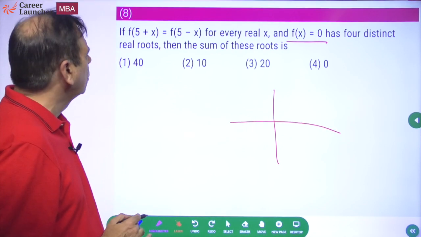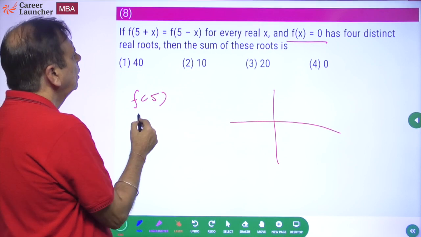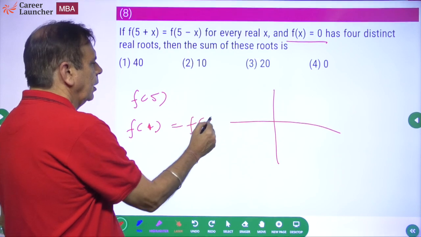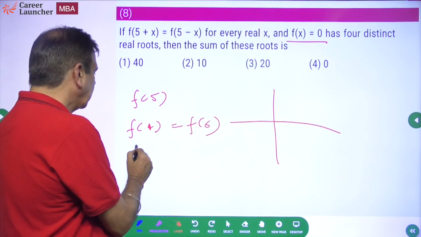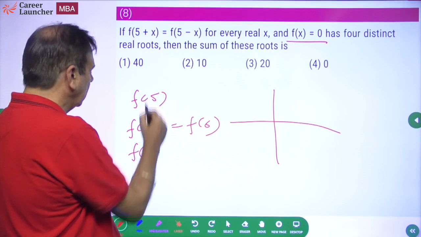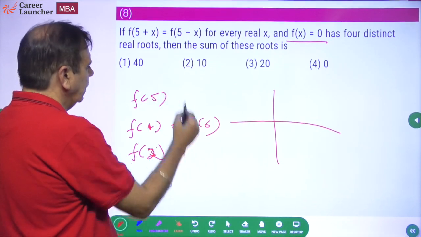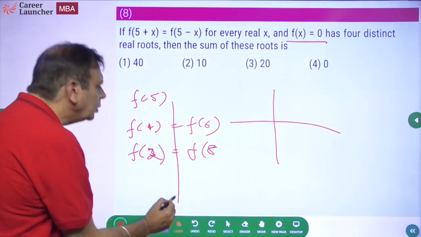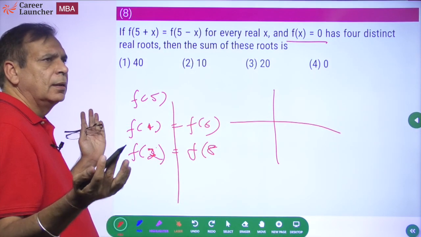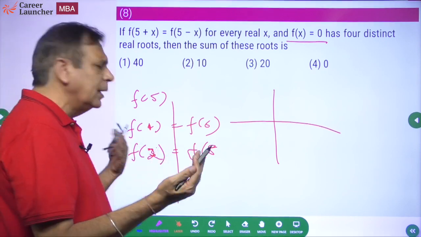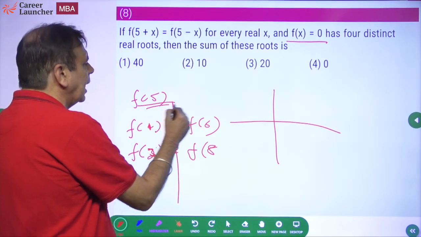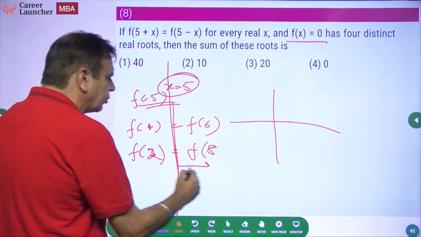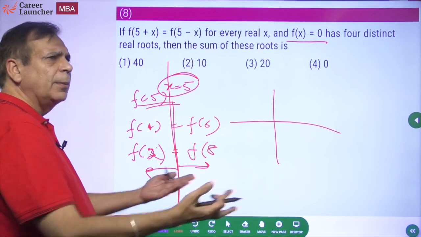Supposing I take x equal to 0, that means f(5), which is not an issue. If I take x equal to 1, that means f(4) is equal to f(6). If I take x equal to 3, that means f(2) equal to f(8). What do you see? Are they not equidistant from 5? Every number is equidistant from x equal to 5. So with respect to x equal to 5, as far as you go on this side, you have to go the same on this side. There is a symmetrical thing.